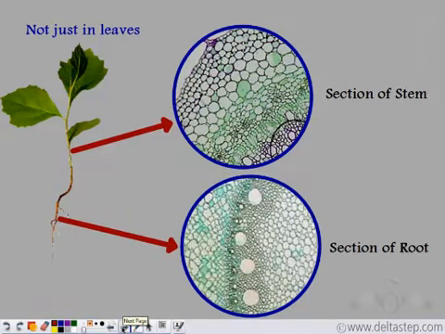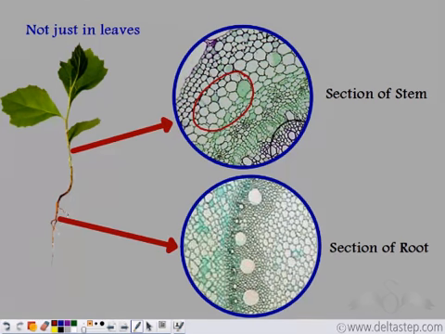These parenchyma cells are not only present in the leaves. If you cut a section of the stem or the root, you will again find these parenchyma cells that you previously saw in the leaves. See, these are the parenchyma cells.